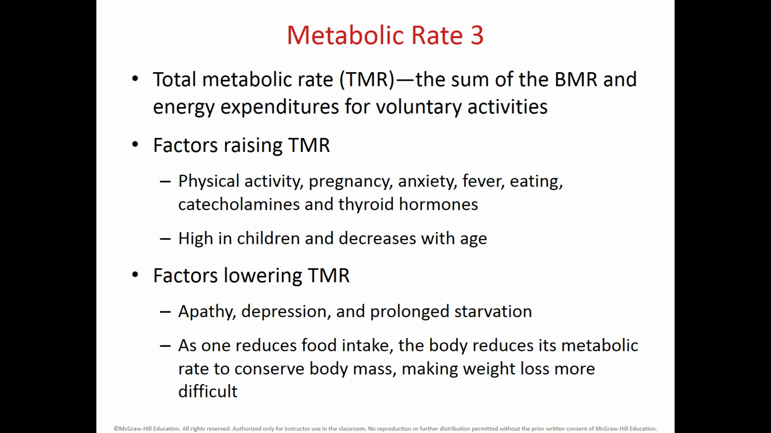Your total metabolic rate, or TMR, will be the sum of BMR and the energy expenditures for all your voluntary activities. Some factors that increase the TMR are physical activity, pregnancy, anxiety, fever, eating, your levels of epinephrine, thyroid hormones, and TMR is high in children because children are growing their tissues, their muscles are growing, everything in the body in children is growing, so they have a greater TMR than adults. And then some factors that can decrease the TMR will be depression, prolonged starvation, inactivity, hormone levels as well. If you have low levels of thyroid hormone, you will start gaining weight, etc.